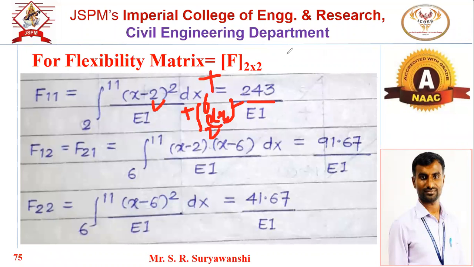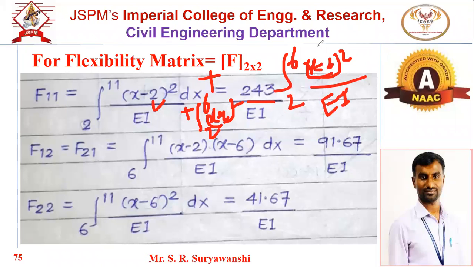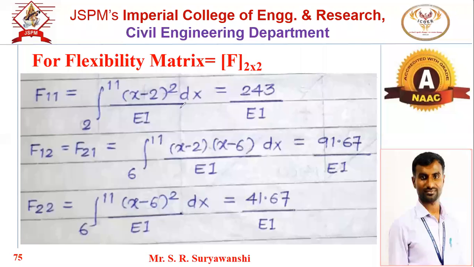So this term is missing here. That is the correction: plus integration 2 to 6 of M1 into M1, x minus 2 bracket square, divided by EI dx. So that term we have to add here, with limit 2 to 6, and here it will be 6 to 11. If you consider limits from 2 to 11, you will get the same answer, but go with our usual procedure: 2 to 6 x minus 2 bracket square and take here 6 to 11. The answer will be the same, 243. Here what I did was take the common limit from 2 to 11. The answer will be the same.